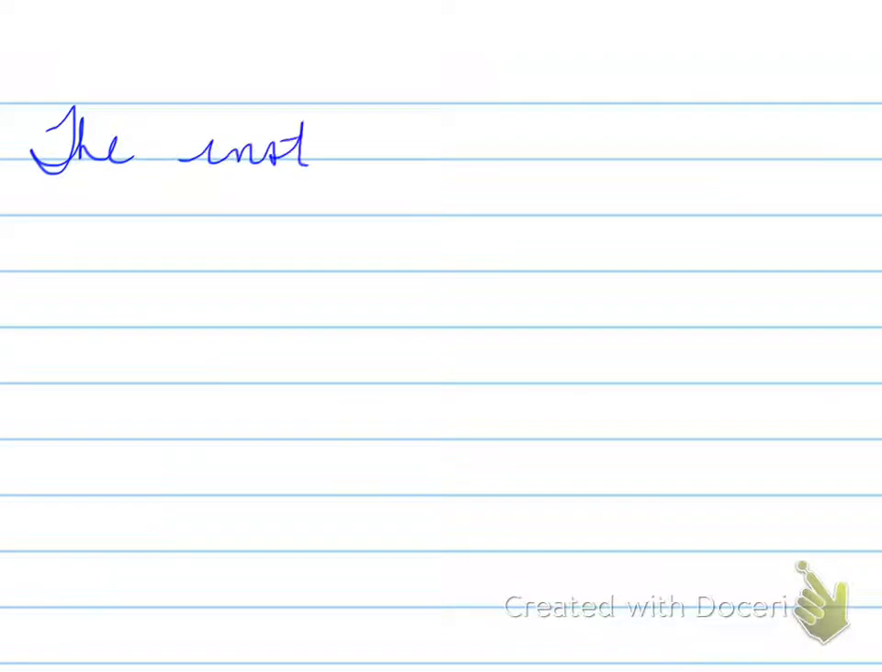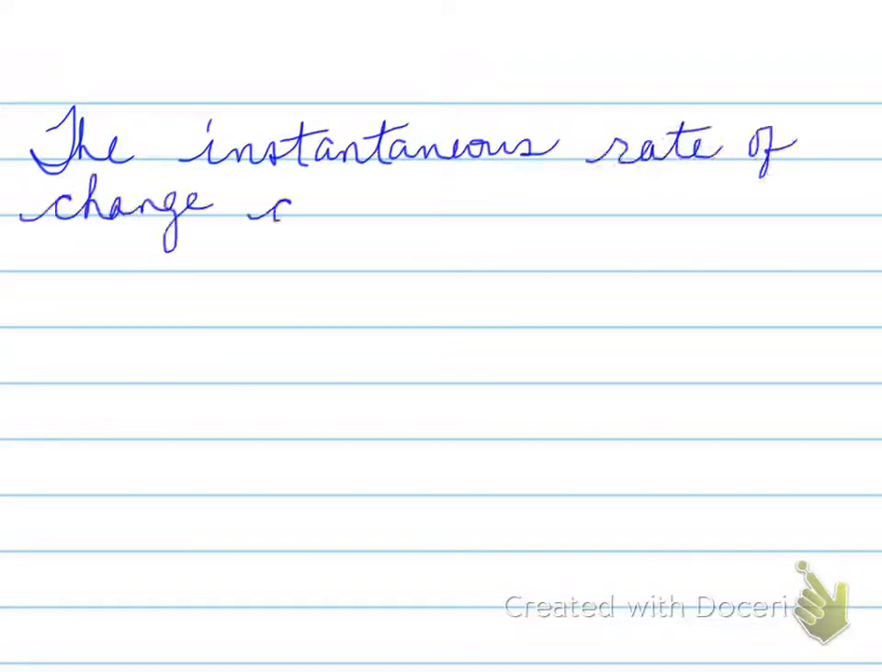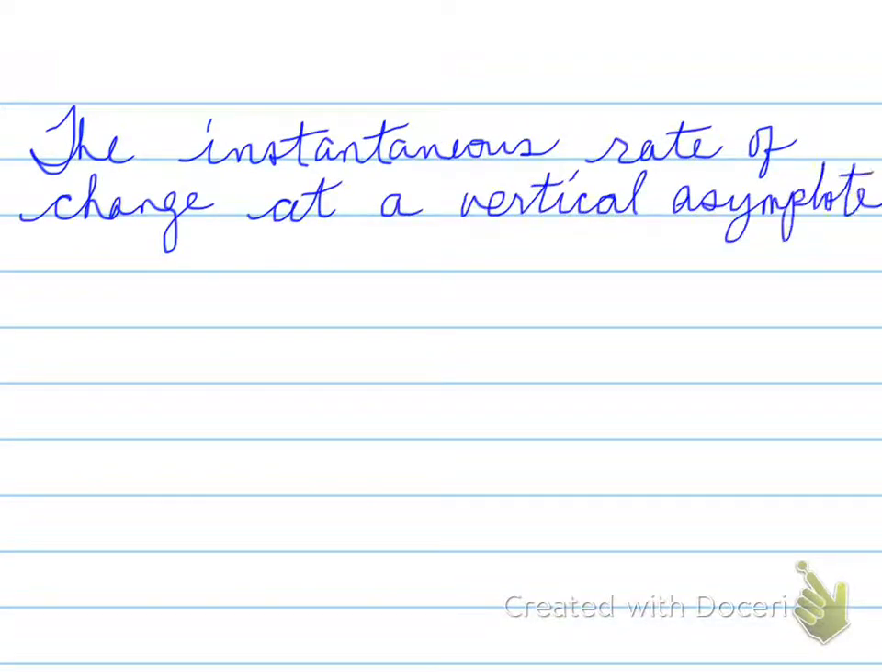Let's move forwards. The instantaneous rate of change at a vertical asymptote, note, is very important. It is undefined. Think about it. The slope of a vertical line is undefined, and the slope at an asymptote is undefined because the function doesn't exist at that value.